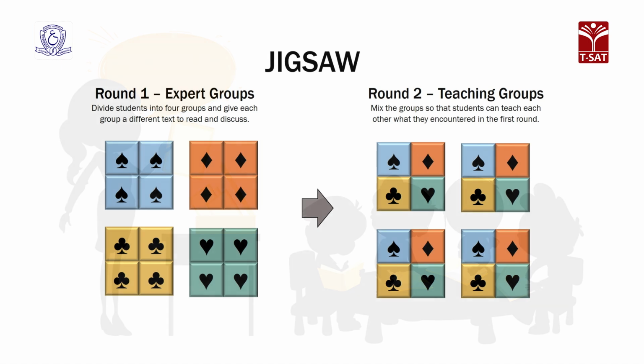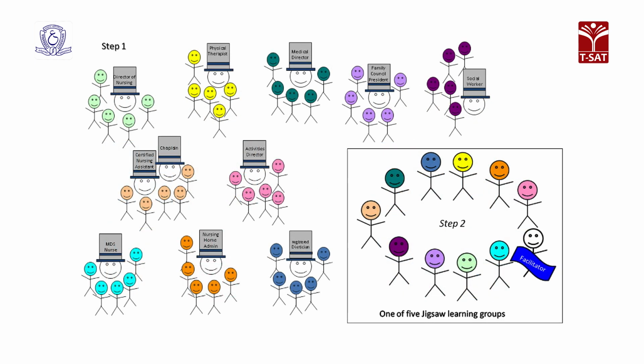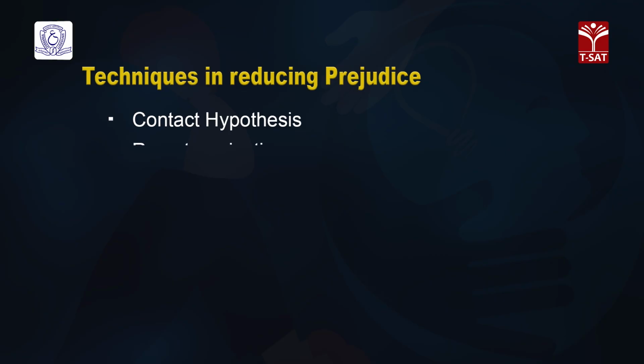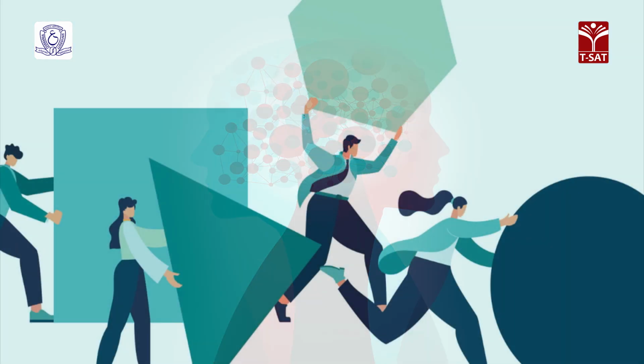Moreover, students in jigsaw classrooms showed a genuine display of integration even outside of the classroom, such as on the playground, by their willingness to interact with members outside of their racial and ethnic group. The next technique in reducing prejudice is recategorization. Recategorization is the psychological breaking down of barriers between people.